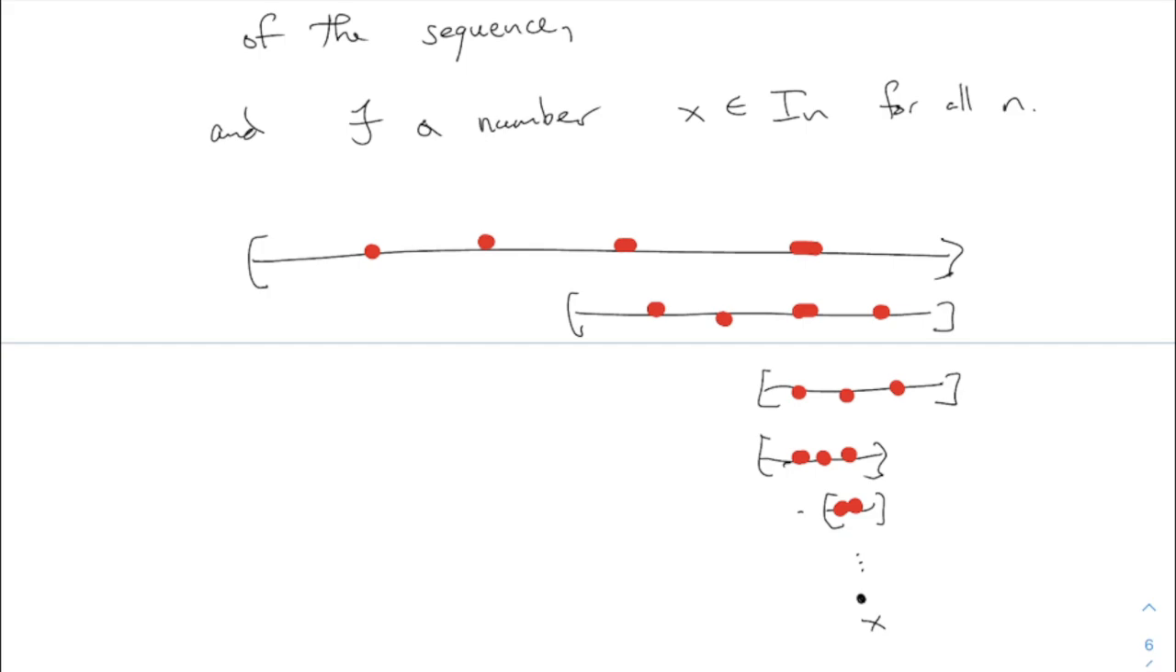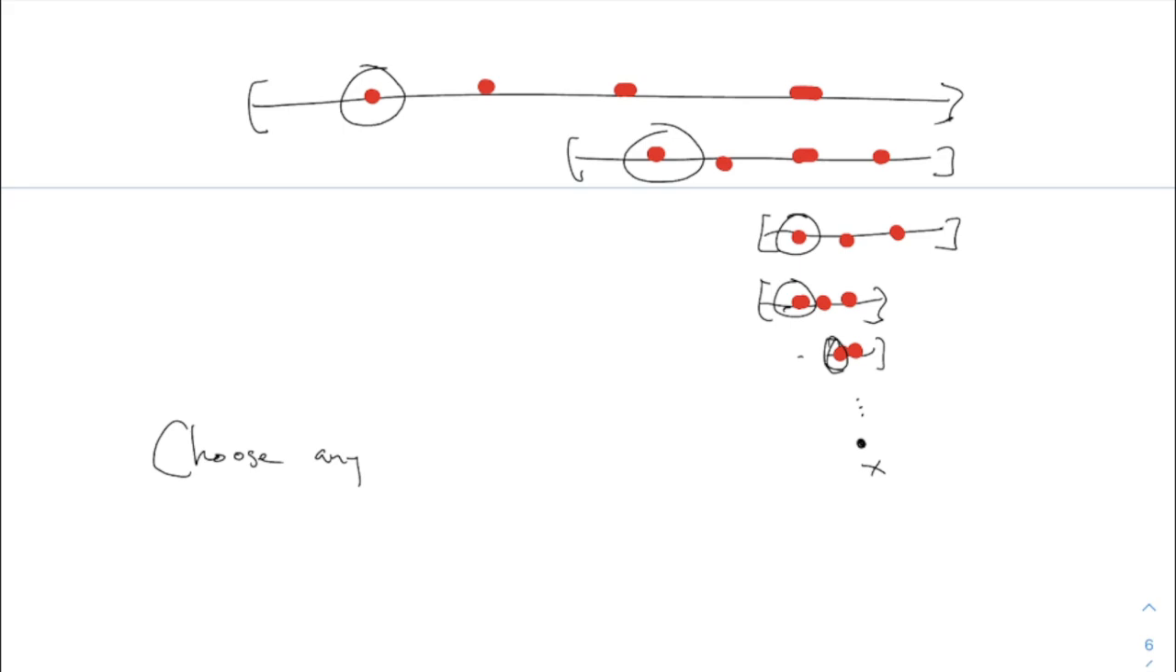But anyway, I think I can find a subsequence that converges to X of the original red dots, right? I don't know if X itself is one of the red dots, but for instance, if I choose the smallest one every time, those converge to X, don't they? Like they have to in order for this picture to work out. In fact, you don't have to choose the smallest one. I'm just going to choose any point.